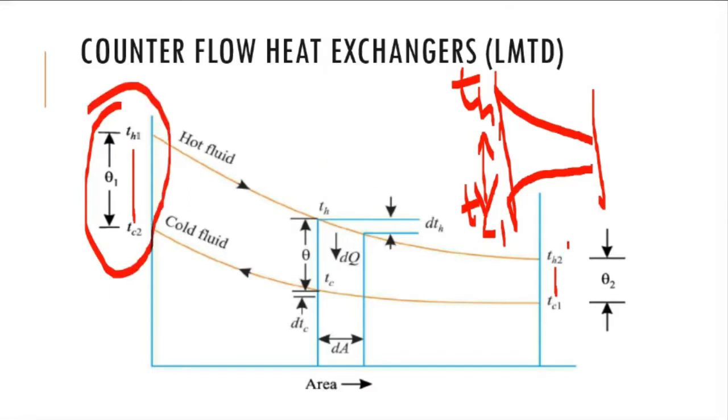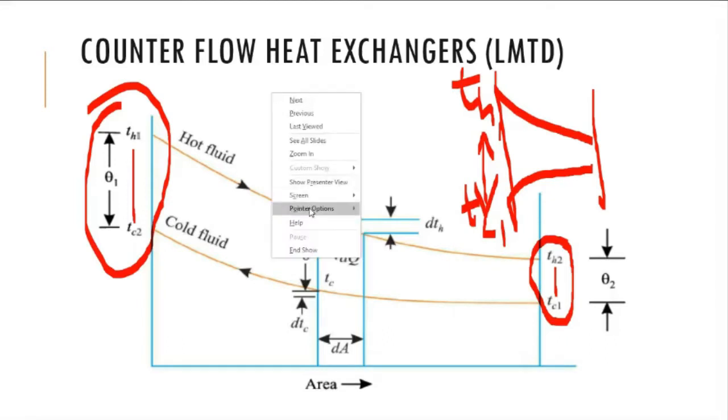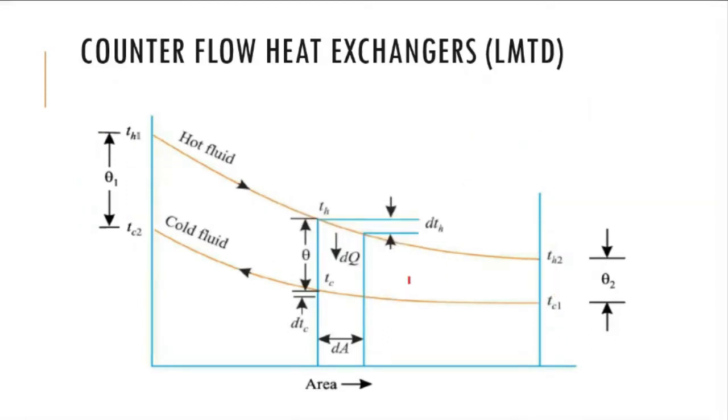Again, theta 2 value is also not the same. In this case, theta 2 value is Th2 minus Tc1. In the previous case, it was Th2 minus Tc2. Is that difference clear? Yes, sir. Okay. Now we are going to use the same procedure that we considered for the previous derivation.